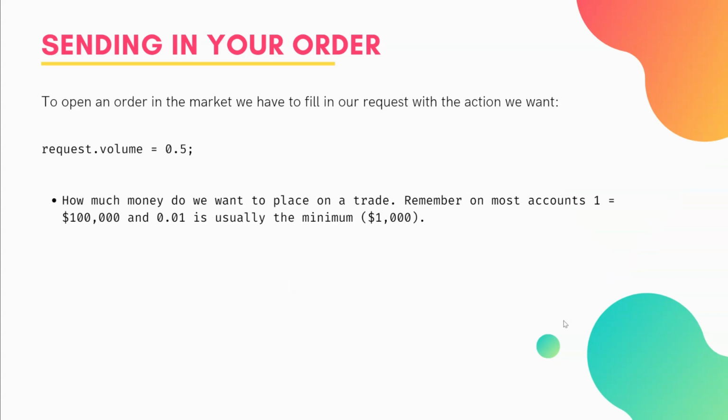The volume for your order, like I said, is a double, so it has a number with a decimal place. It will be in lots. So how much money do we want to place on the trade? Most accounts will have one lot as 100,000, or there are some out there that will have it as 10,000. So you need to check with your server. You can do that in the expert advisor automatically, which we'll cover later. And 0.01 is usually the minimum, which equates to about $1,000.